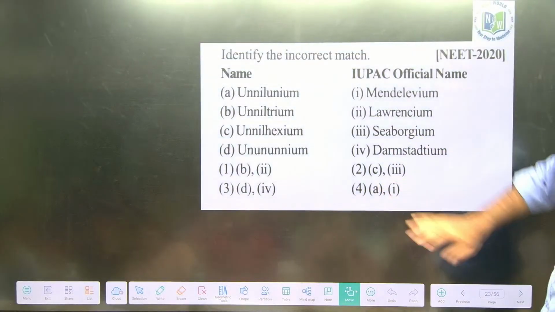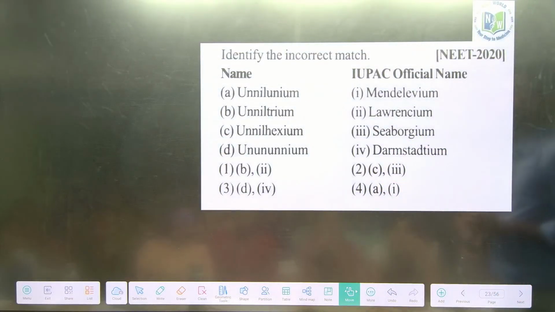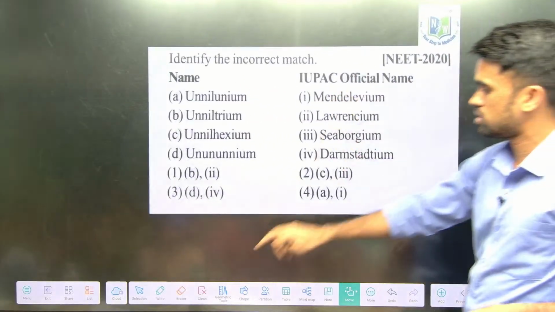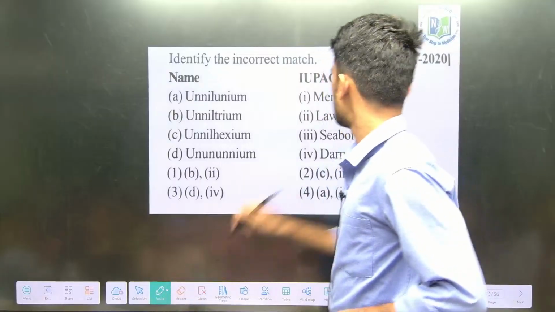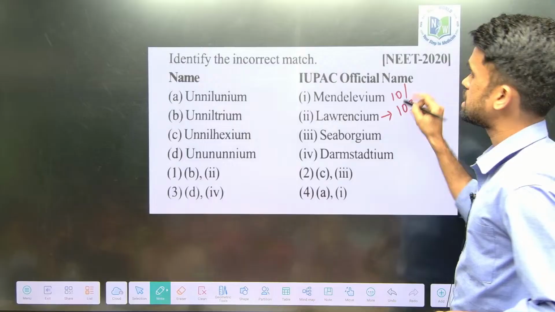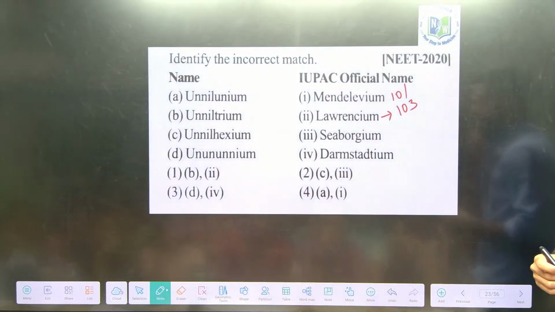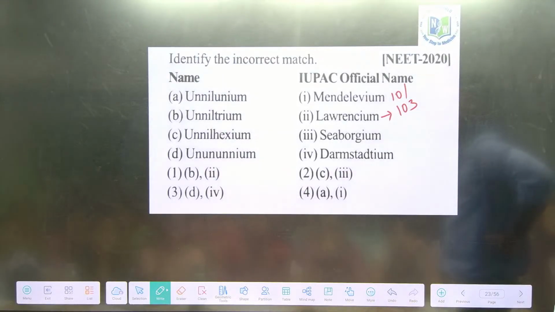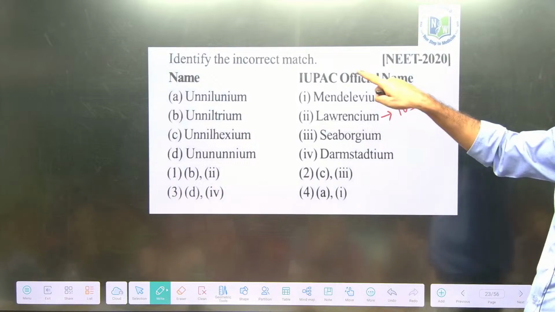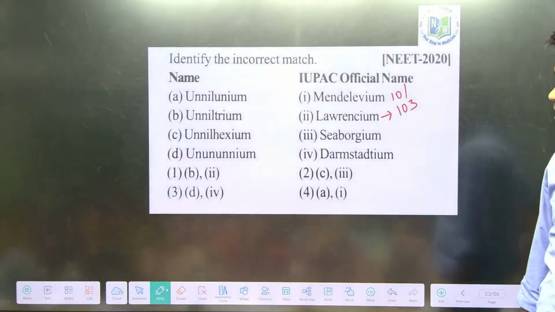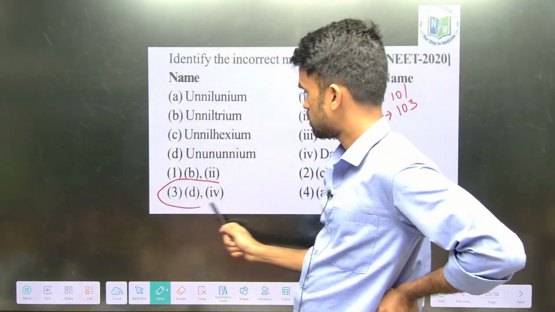So just try to match this. First one, mendelevium, atomic number how much? 101. Lawrencium, just try to match them. Correctly. Incorrect one they are asking. Identify the incorrect one. This one? Why D?